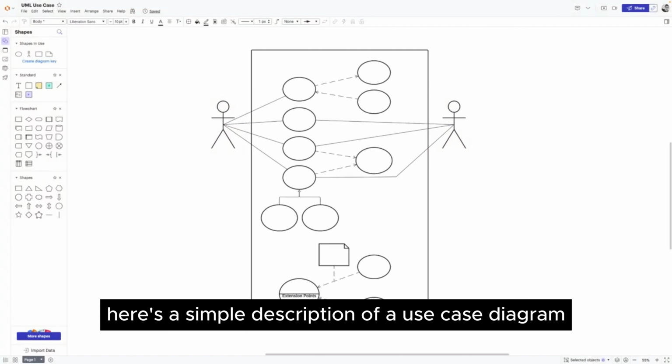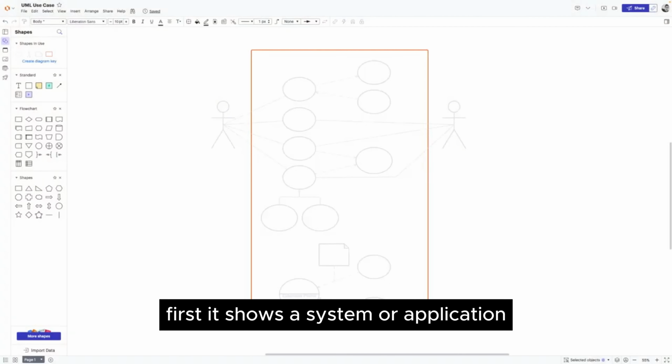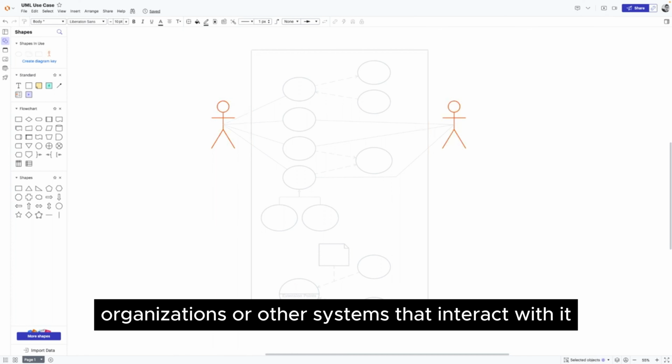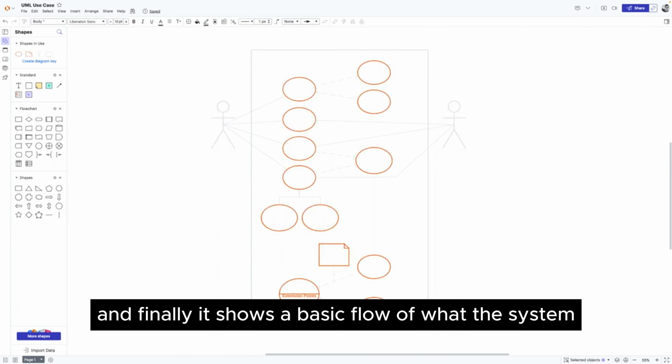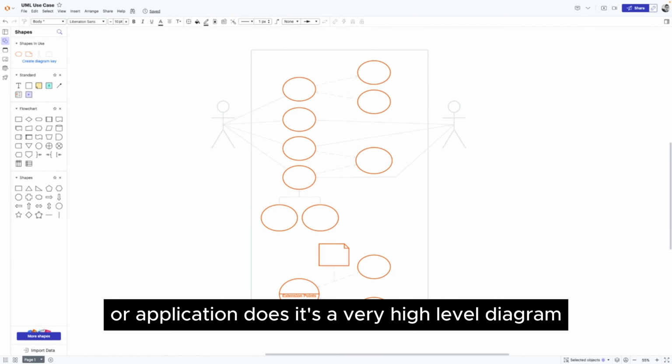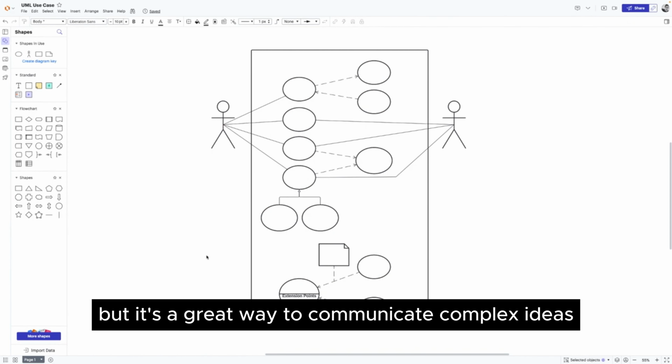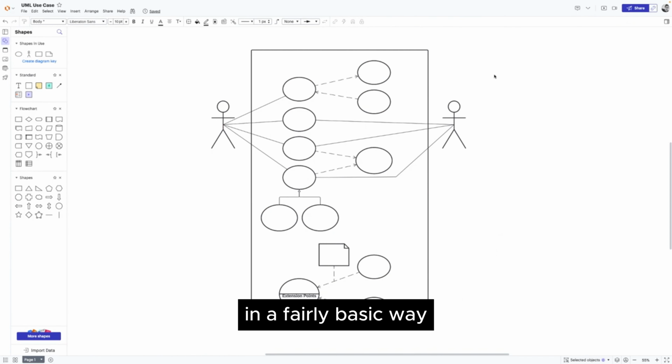Here's a simple description of a use case diagram. First, it shows a system or application. Then it shows the people, organizations, or other systems that interact with it. And finally, it shows a basic flow of what the system or application does. It's a very high-level diagram and typically won't show a lot of detail, but it's a great way to communicate complex ideas in a fairly basic way.